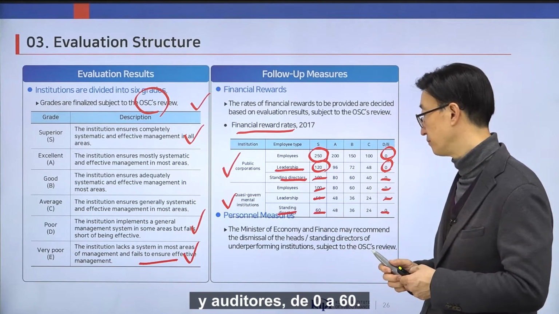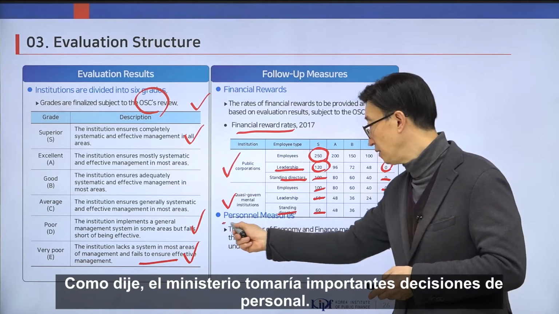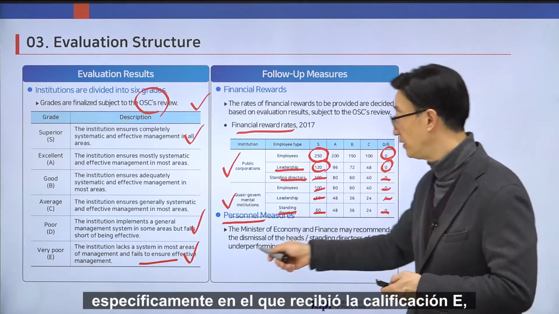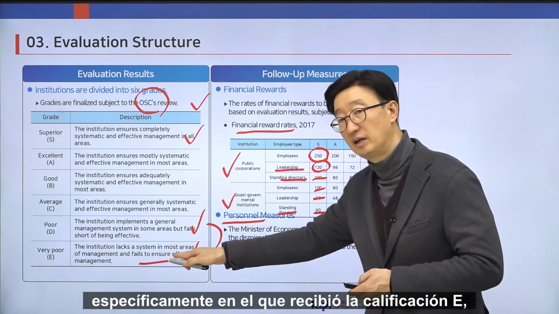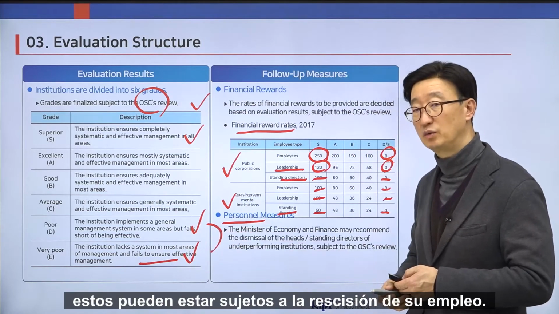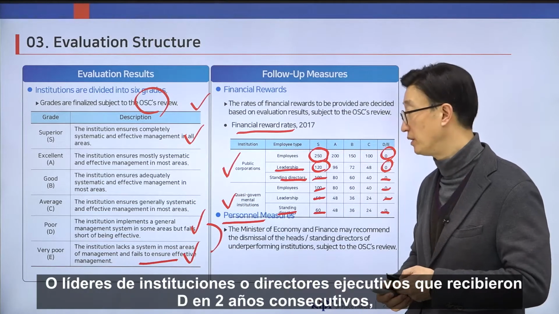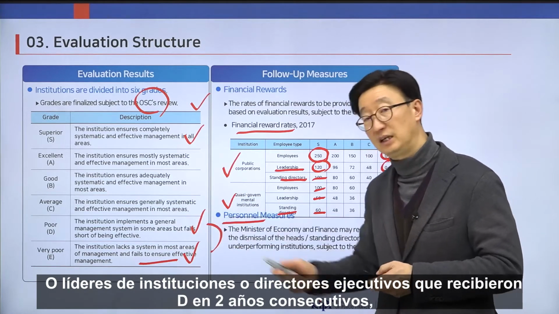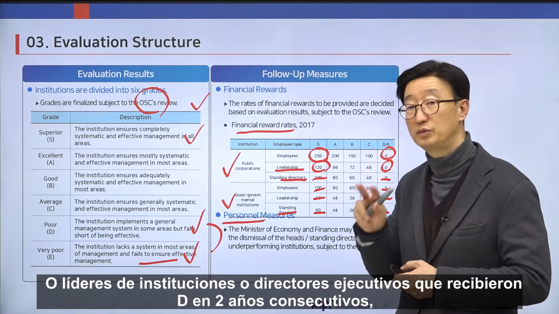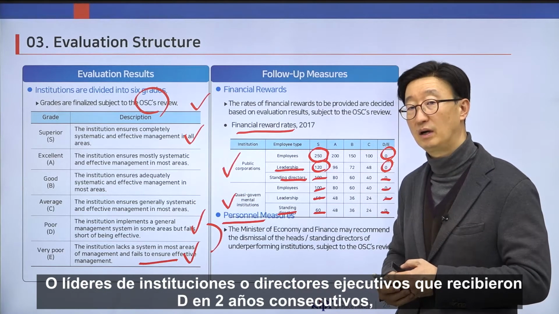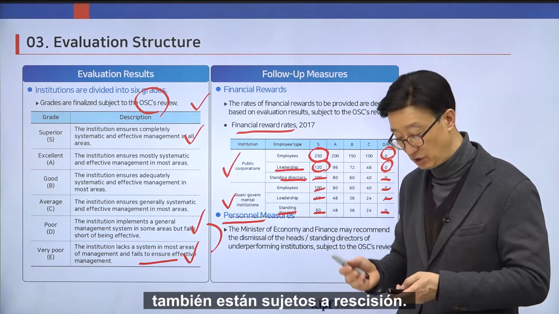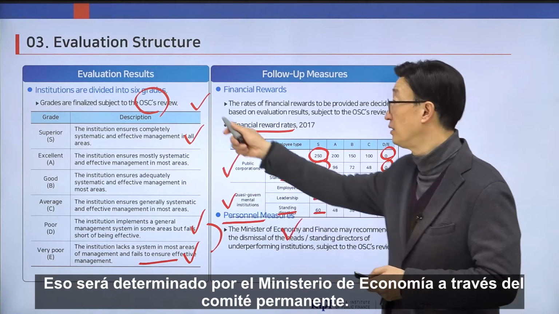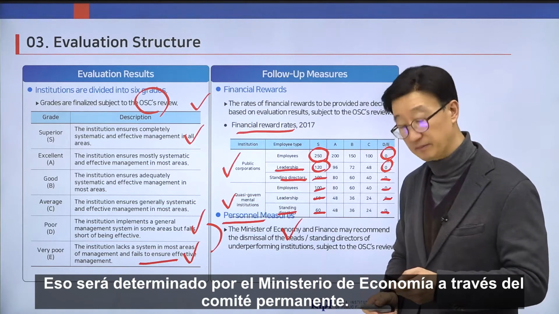As I said, the ministry would make important personnel decisions. Specifically, those that receive an E grade may be subject to termination of their employment. Institution leaders or CEOs that receive D in two consecutive years are also subject to termination. That will be determined by the Ministry of Economy through the Standing Committee.